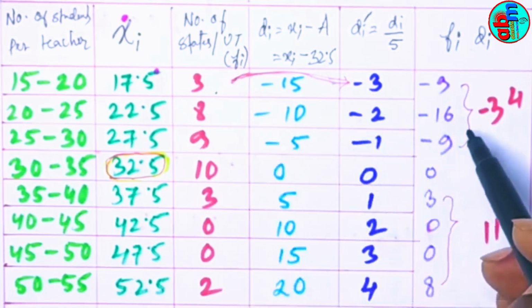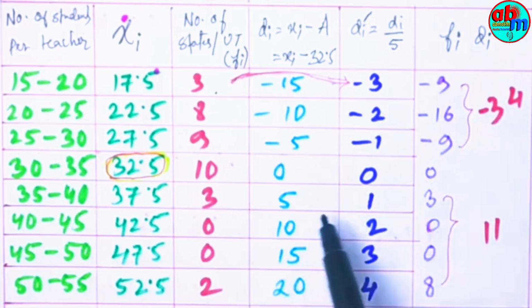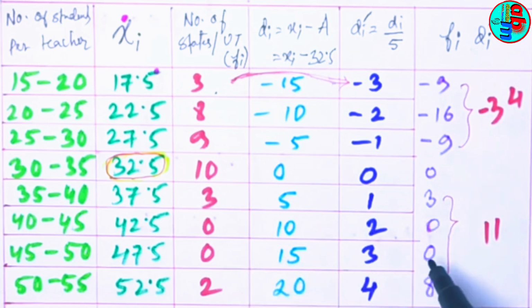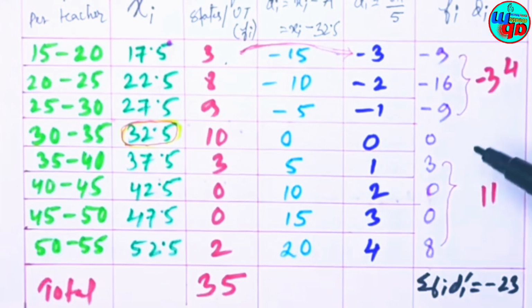9 into minus 1 is minus 9. Total is minus 34, and 3 into 1 is 3. 0 into 3 is 0. 2 into 4 is 8, which is 11. The sum of these two is summation fi di dash, which is minus 23.